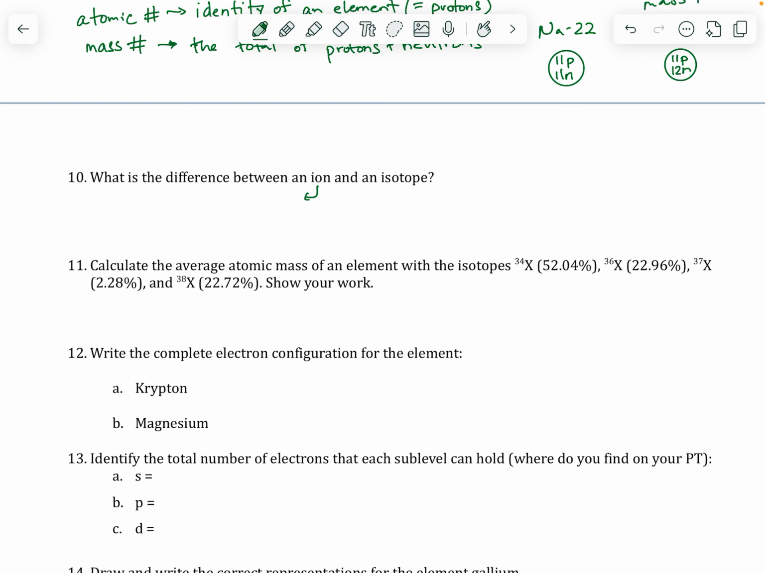We'll do the color coding here again. Ions are atoms. Well, they're not atoms, actually. This is when the number of protons does not equal the number of electrons, right? And so we can have ions form because of a loss or a gain of electrons, right? Losing or gaining electrons. Now, it's important to note that it's the electrons, and I want you to remember this.